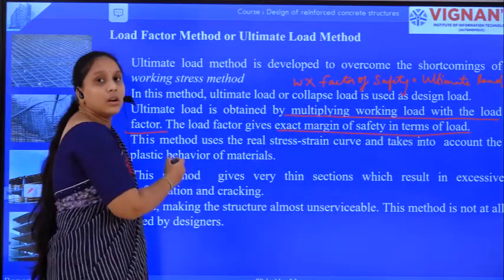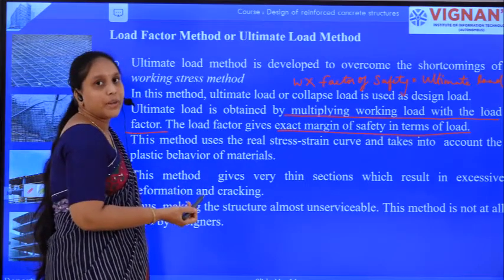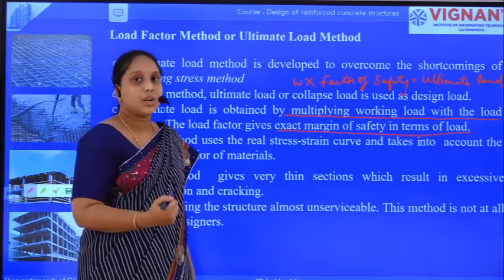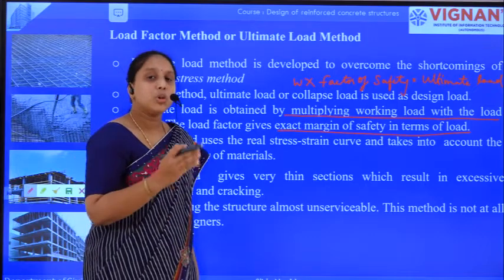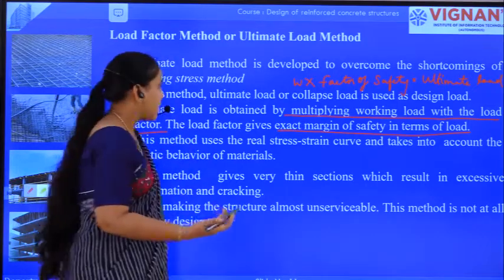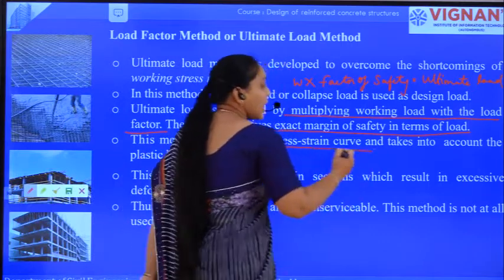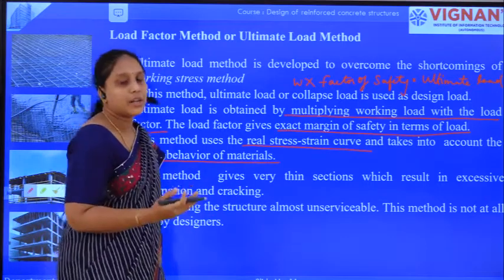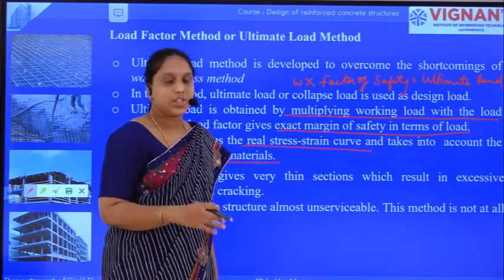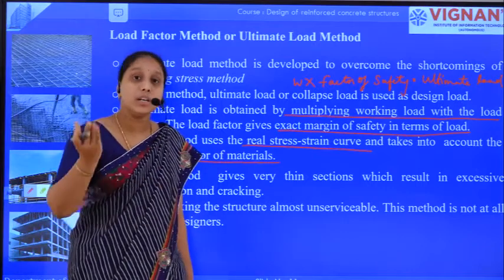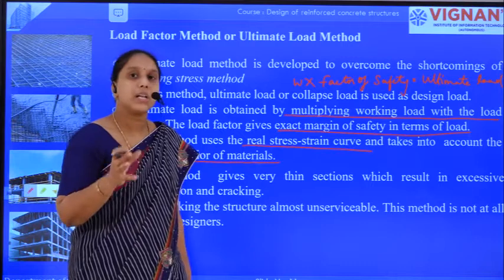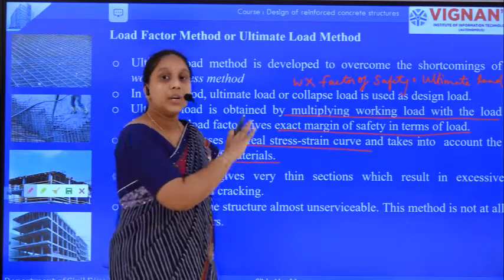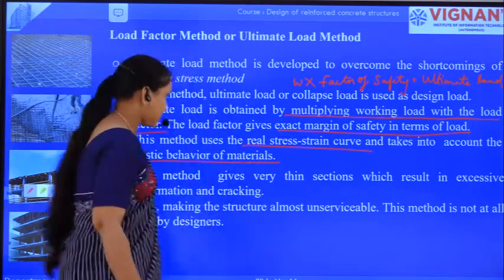Now, one more advantage of the ultimate load method is that in the working stress method they take into consideration the stress strain curves of the materials up to the elastic behavior only, but in the ultimate load method the real stress strain curves are taken into account and the plastic behavior of the materials is also taken into consideration. That is, the behavior of the material beyond the elastic range, in the plastic range, is considered in the design of the ultimate load method.